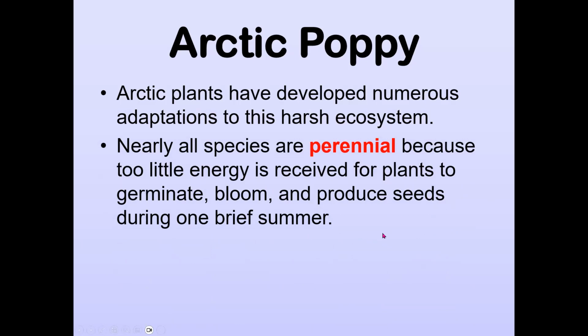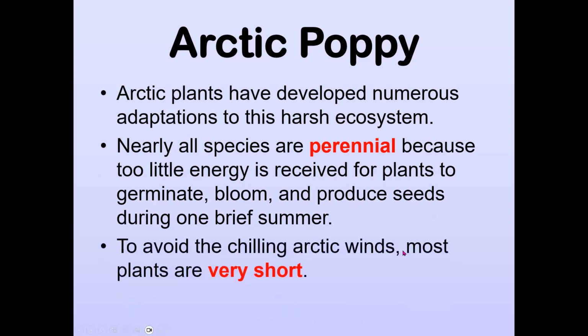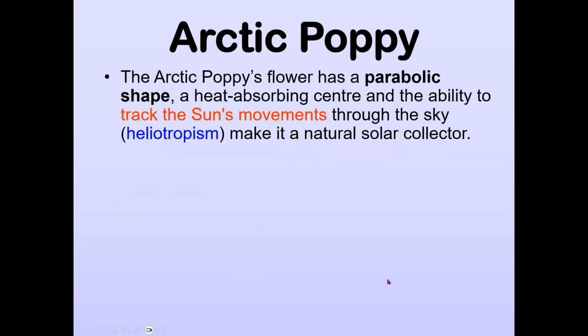But the problem is they receive so little energy because the sun is so weak. It takes so much energy to produce seeds, to germinate and everything. They just stay there the whole time. And so everything's done quickly. They're there, but they just don't have the time. They don't have the energy. So to avoid these terrible winds and cold, they're also very, very small, very short plants.